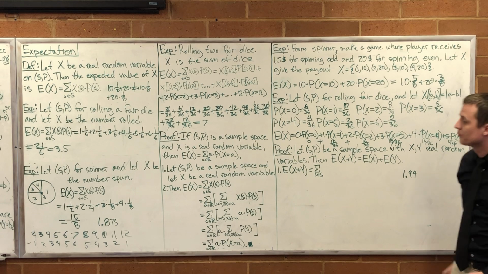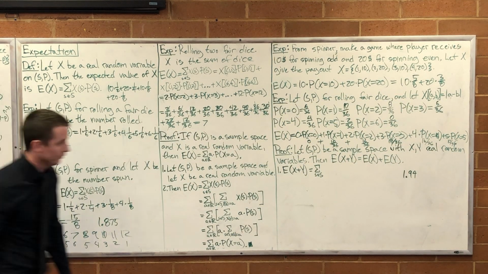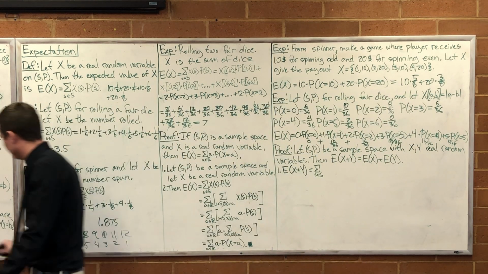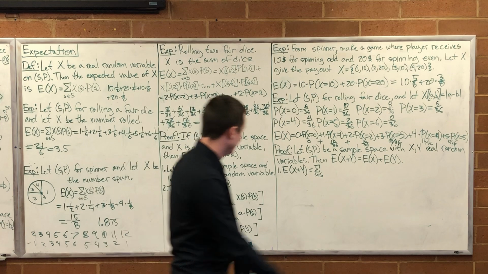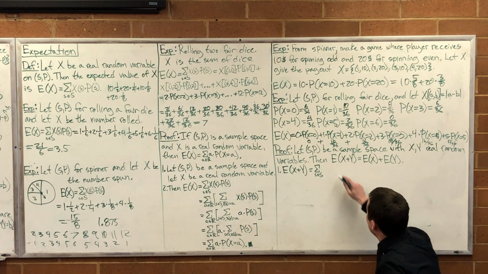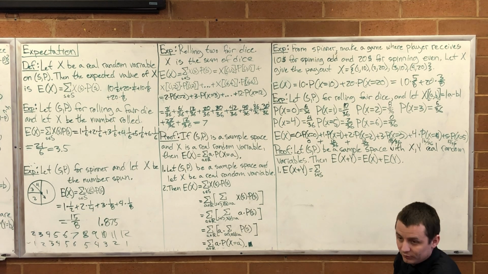So close. Alright, so we'll do one more proof and then we'll call it for today. And this proof is a stupid easy proof, but we'll do it anyways. Proof that the expected value of x plus y is equal to the expected value of x plus the expected value of y.